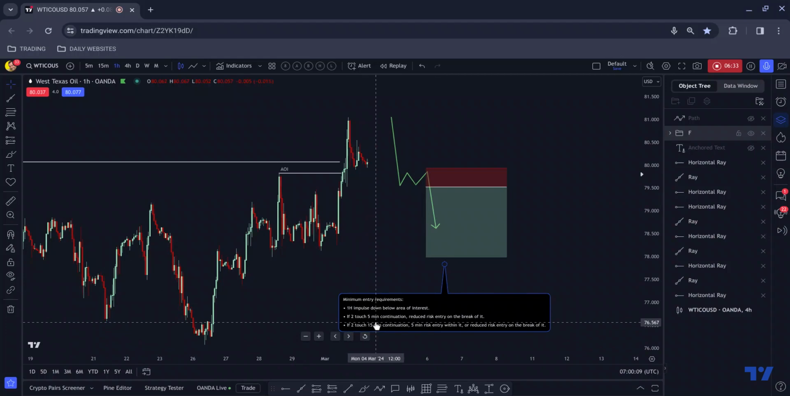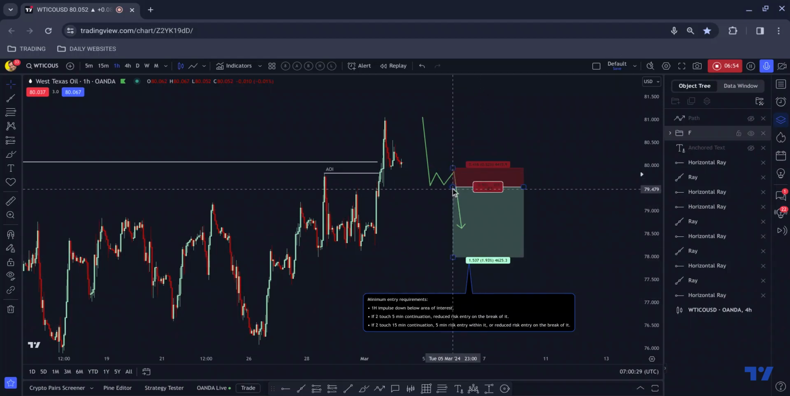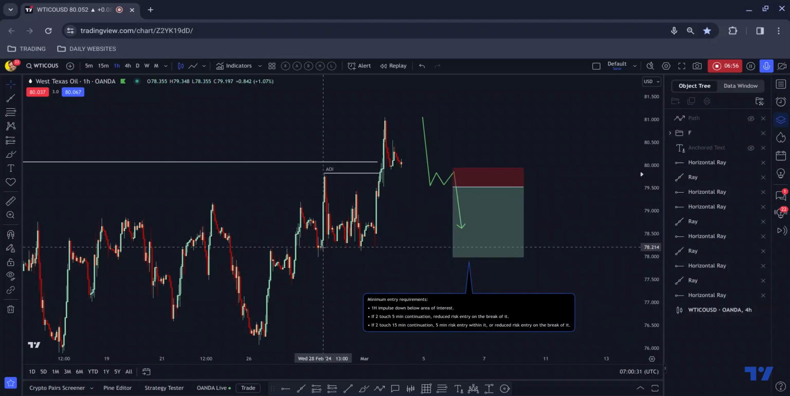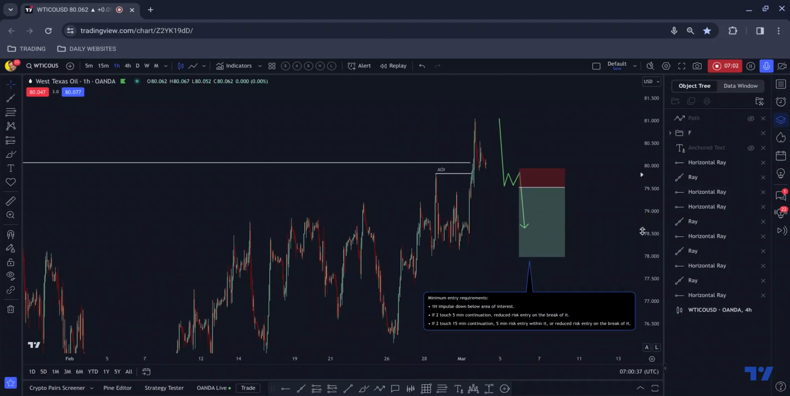If it's a 2-touch 15-minute consolidation as a continuation as a minimum, then I would look for a 5-minute risk entry within it. So if on the 15-minute chart the consolidation was structured, when I dropped down to the 5-minute, if it was structured, I would look to get short with a 5-minute risk entry within it, or a reduced risk entry on the break, and then I would be able to manage it down to these lows for something in the region of 3.5%.